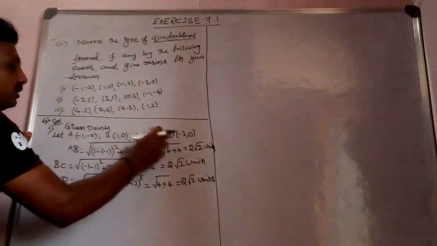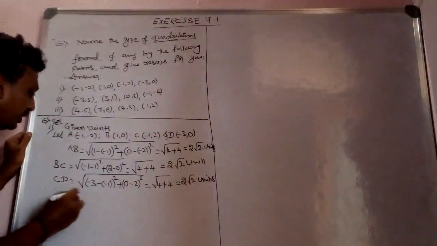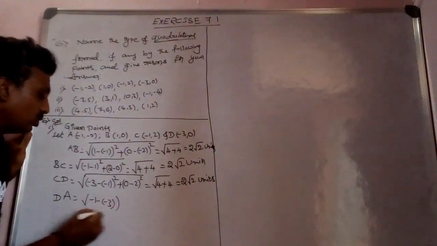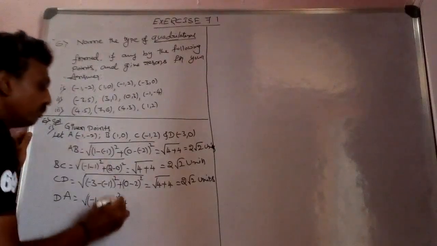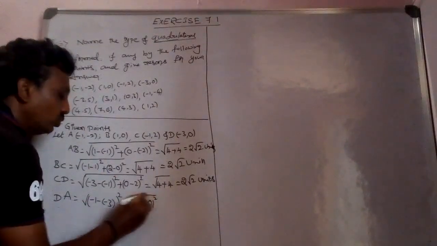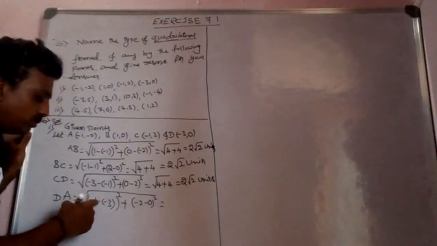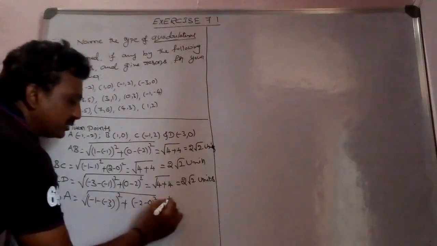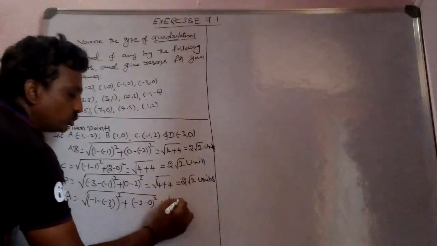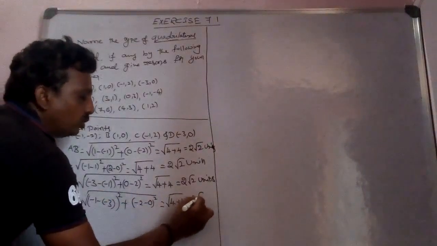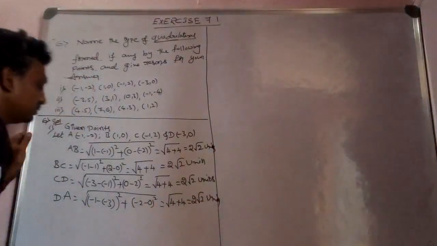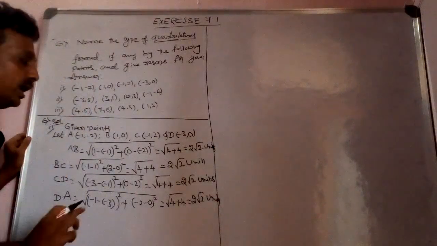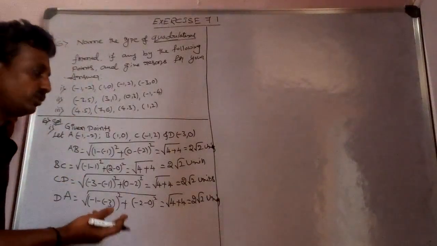Next, the last side, DA. DA equals square root of (-1 minus (-3)) whole square plus (-2 minus 0) whole square. Minus 1 plus 3 is 2, 2 square is 4, plus (-2) whole square, that is also 4. This value is also 2 root 2 units. So AB equals BC equals CD equals DA. Now, is it a rhombus or a square? We don't know which one.